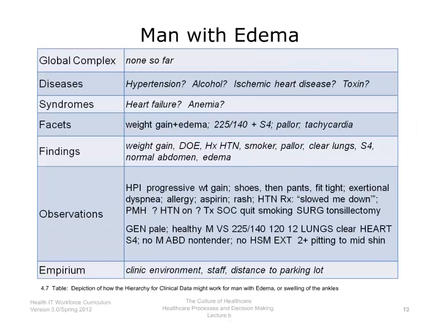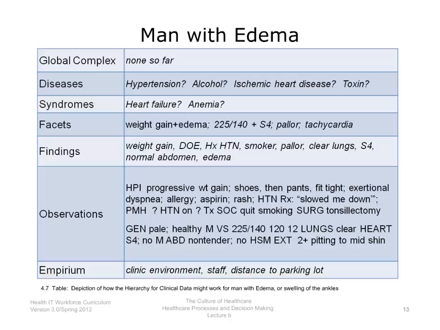This slide depicts how this hierarchy might work for the man who had swelling in his ankles. Starting at the imperium are all the observations one might have made that are too numerous to mention here. In the second level from the bottom are the observations, including his history of weight gain, the tight-fitting pants, his high blood pressure, and so forth.